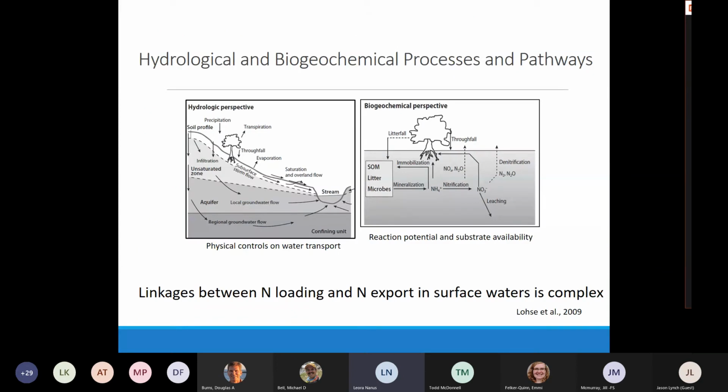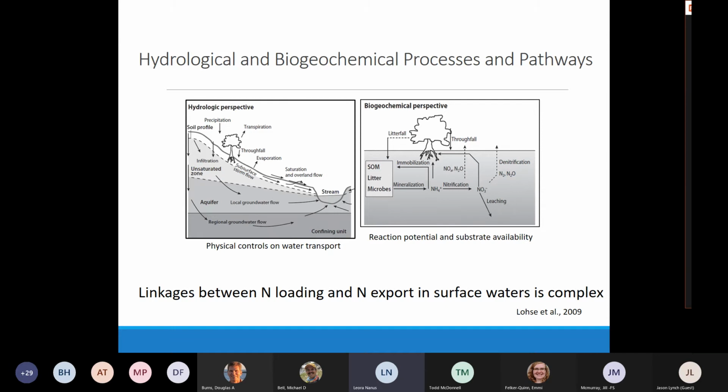So linkages between nitrogen loading and nitrogen export in surface waters is complex due to interactions between hydrologic and biogeochemical processes and pathways in watersheds. For example, residence time of water in a catchment can influence water quality because many biogeochemical reactions are time dependent. And atmospheric nitrogen can be deposited directly to terrestrial or aquatic ecosystems in a watershed.